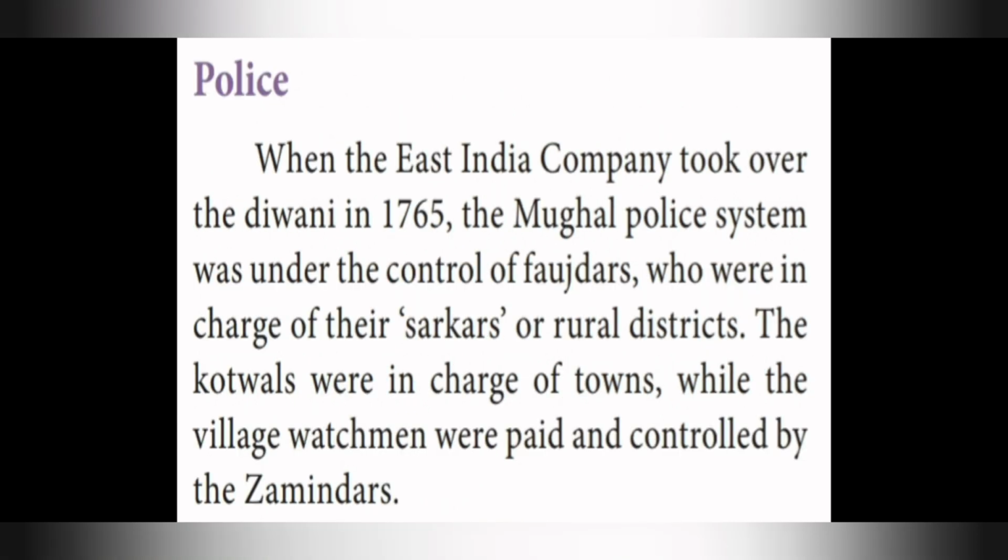Next. Third one, coming to police. When the East India Company took over the Diwani in 1765, the Mughal police system was under the control of Faujdars, who were in charge of their sarkars or rural districts. The kotwals were in charge of towns, while the village watchmen were paid and controlled by the zamindars.